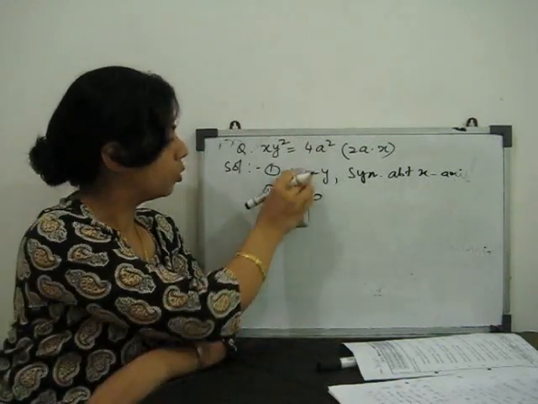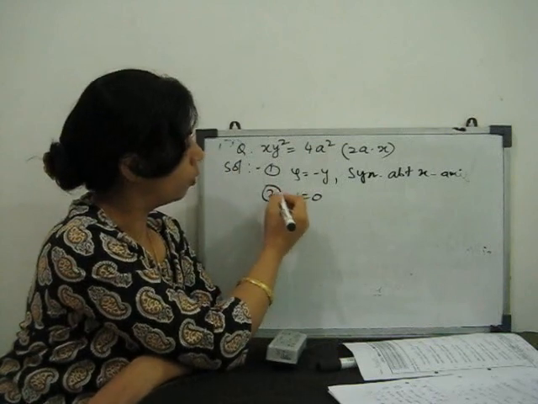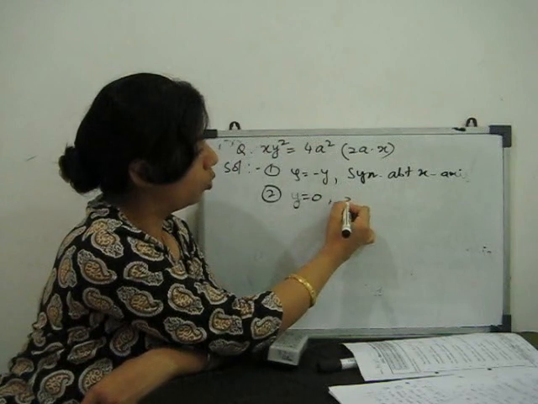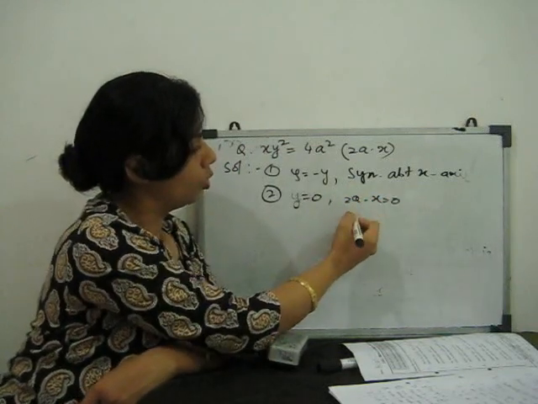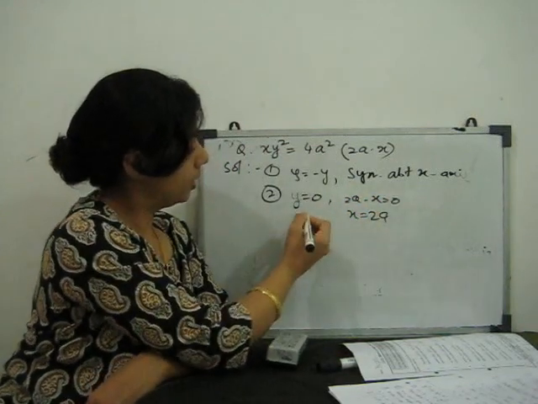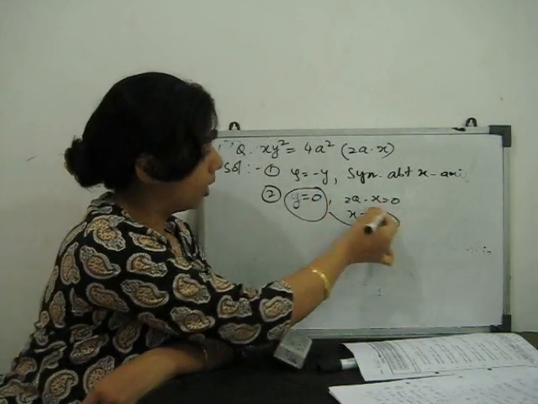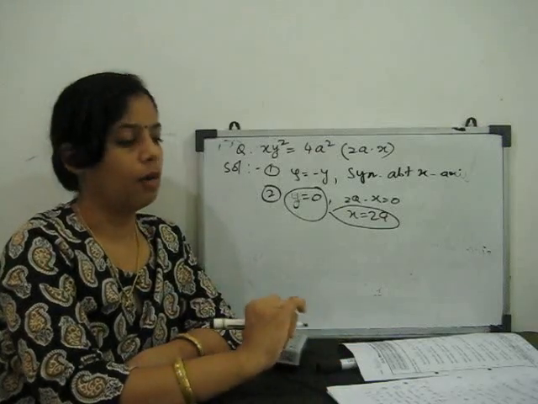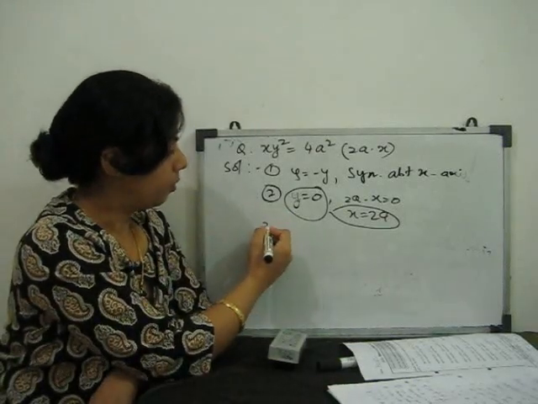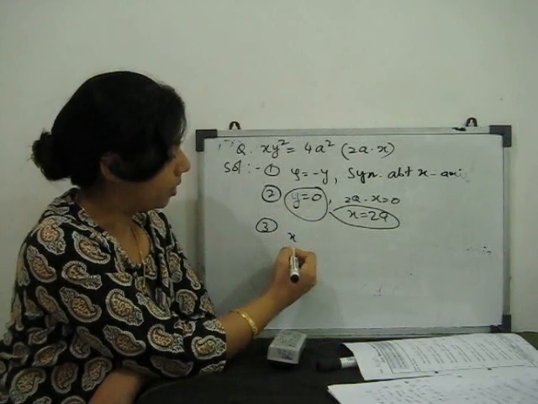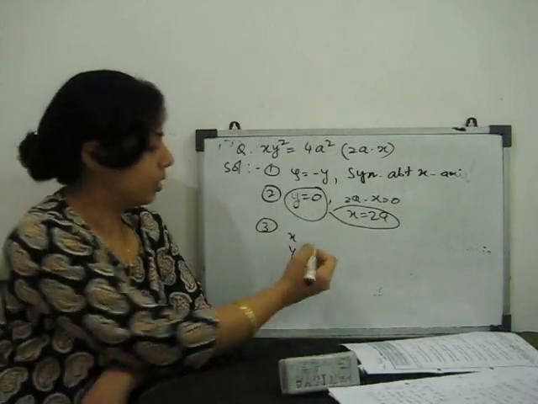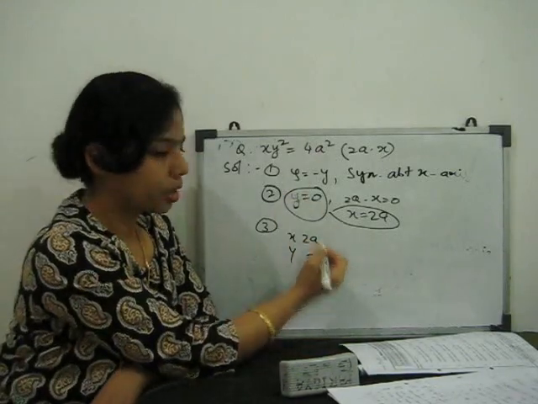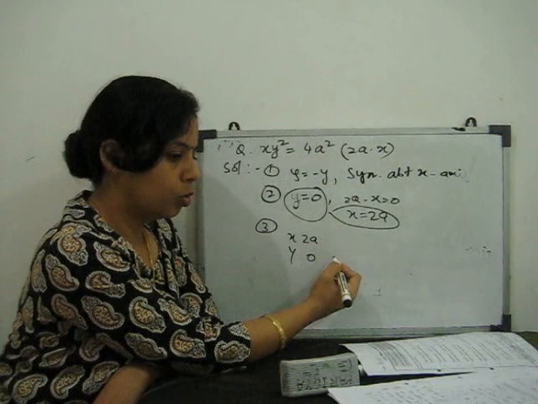If x is equal to minus x, then the value changes, so it is not symmetric about the y-axis. Next, we can easily find the point where the curve meets the axes. If we put y equal to 0, then this term will be 0. So 2a minus x is equal to 0, so x is equal to 2a. Means at y equal to 0, x is equal to 2a. It means it does not pass through the origin. Our point is this. Third, we find the points in terms of x and y: at y equal to 0, x is equal to 2a, and y is equal to 2a.